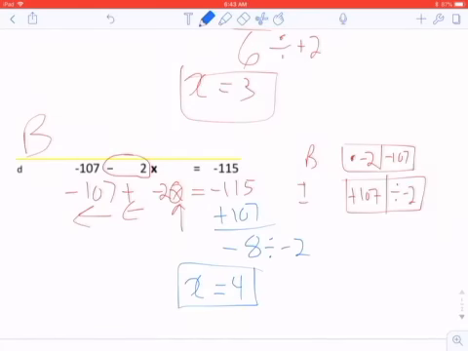X equals 4. Okay, folks, so again, review these videos. The important thing here is that you're actually understanding what you're doing and that connection between BEDMAS and inverse operations.